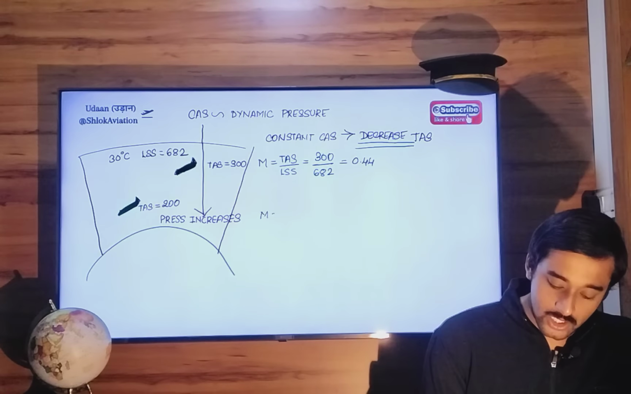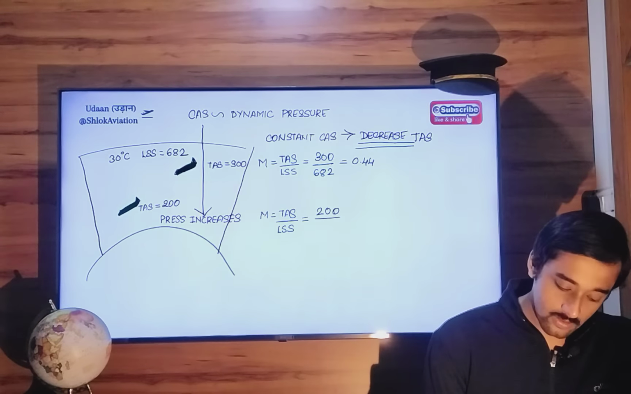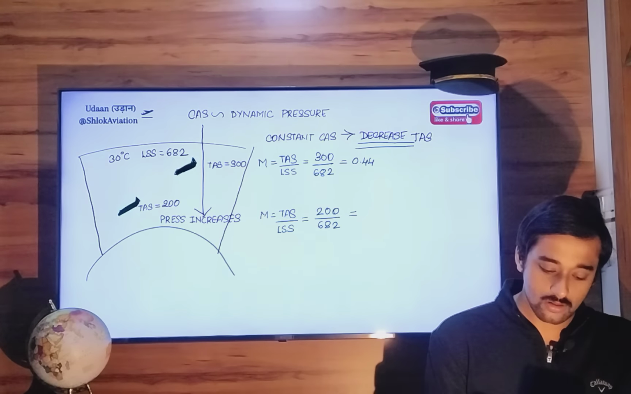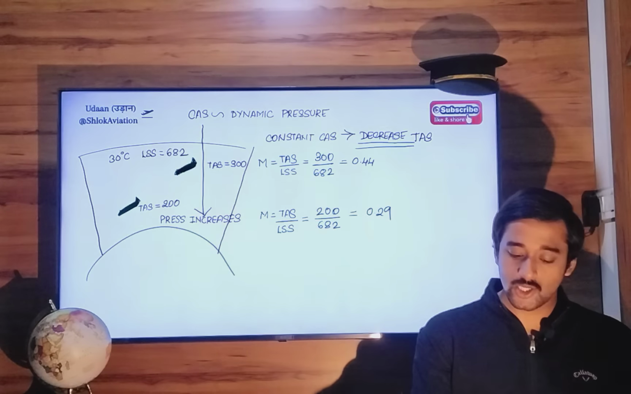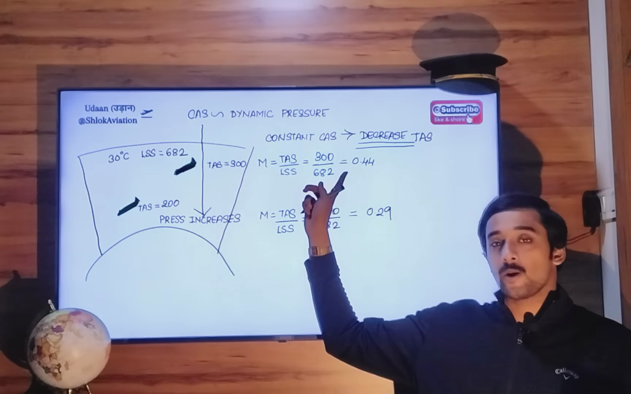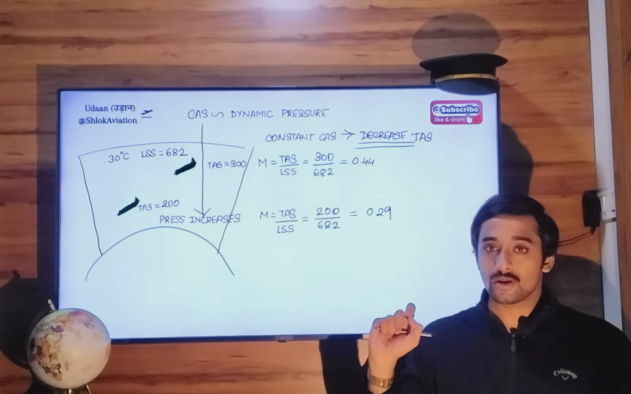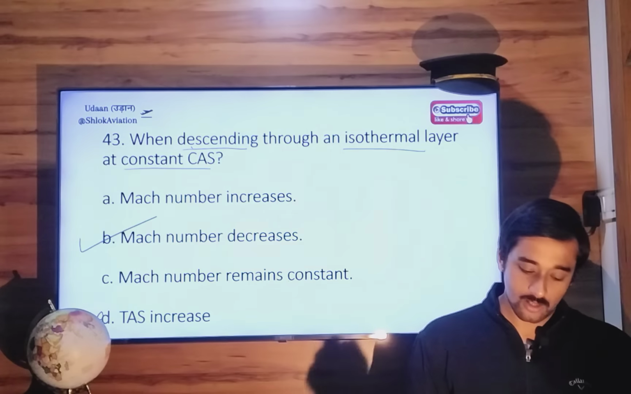Mach number is a fraction of true airspeed over local speed of sound. So 200 divided by 682 is 0.29. So what has happened to this Mach number? It has decreased from 0.44 to a new value of 0.29. So Mach number decreases. Option Bravo.